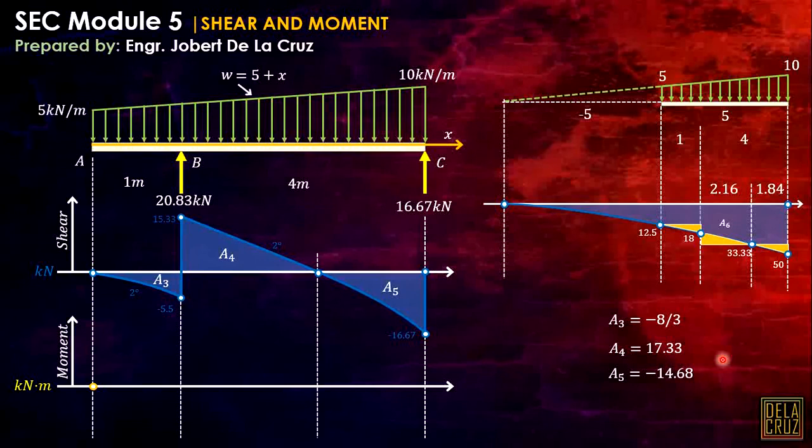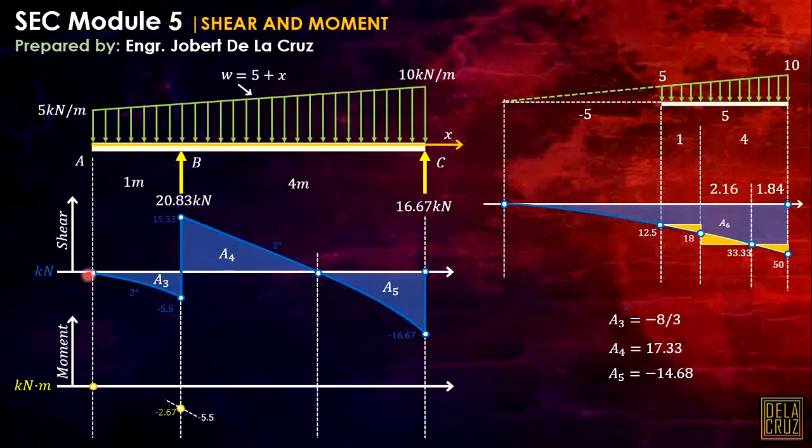Okay, diretso na tayo. Dito, the area 3 is negative 8 over 3. That means in the moment diagram, may abrupt change tayo na negative. The change in moment between the 2 points is 8 over 3, which is 2.67, so negative 2.67. The slope here is negative 5.5, so downward, no? The slope here is the shear dito.